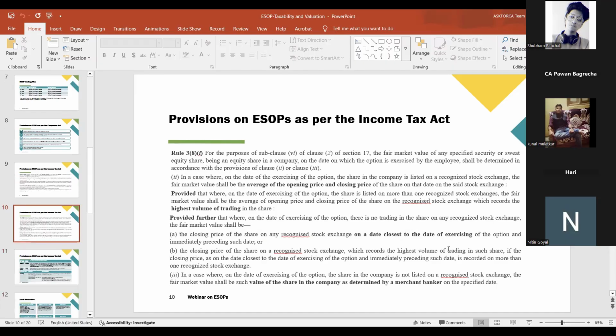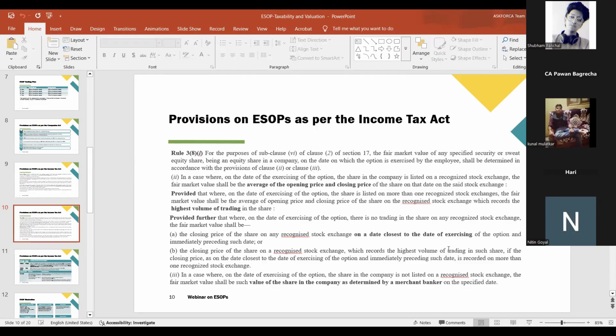This is rule 3. If the company is listed, then we have to take the average of the opening or closing price on the stock exchange. If the company is listed on more than one stock exchange, then we have to take the average price of the stock exchange which records the highest volume. And if the exercise date is a Saturday or Sunday, then we can take the value of the preceding Friday, on which trading happened on the stock exchange.